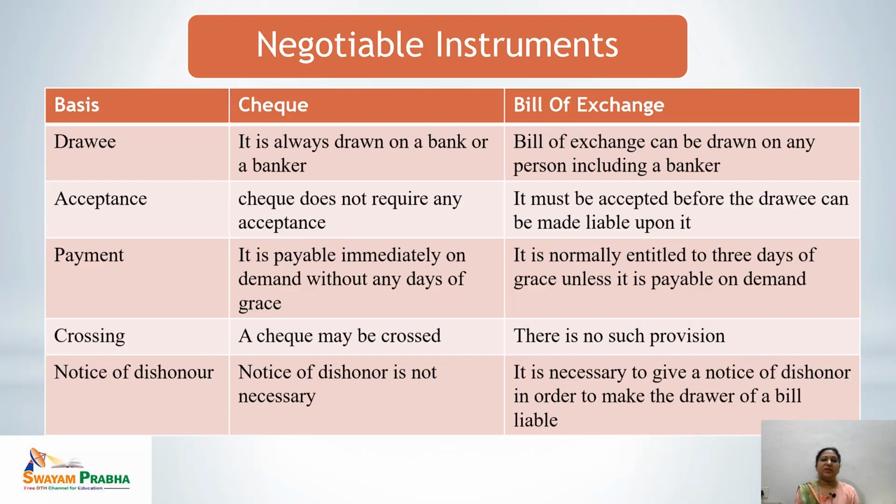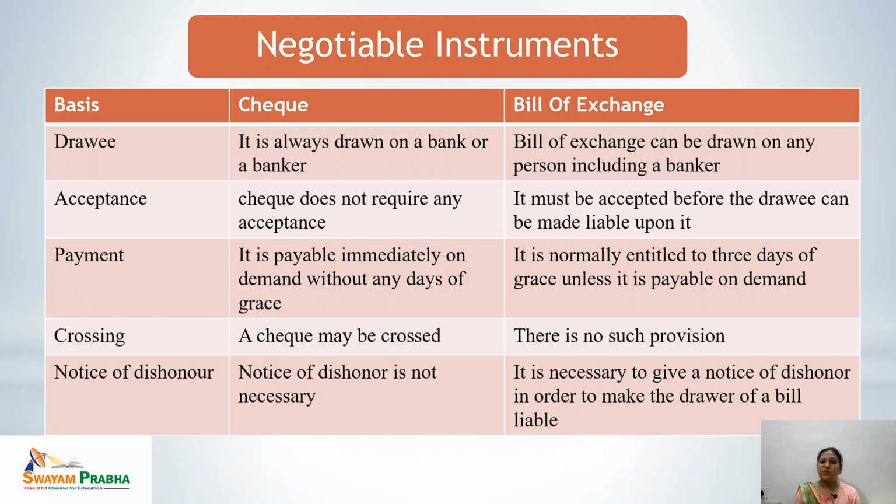So now let's discuss the difference between the check and bill of exchange. The first point of difference is the drawing. Check is always drawn on a bank or a banker, but bill of exchange can be drawn on individual persons, including a banker. Next is the acceptance. Check does not require any acceptance. Once it's drawn, the process is complete. But the bill of exchange must be accepted before the drawee can be made liable upon it.